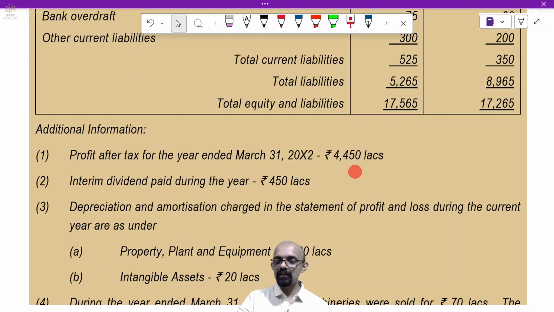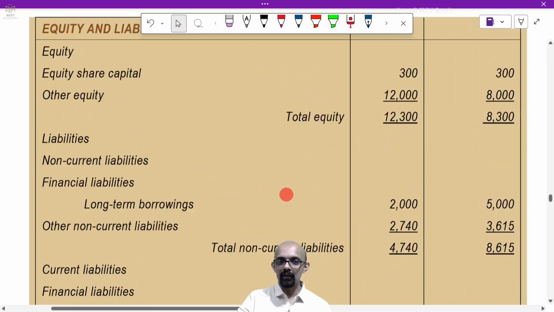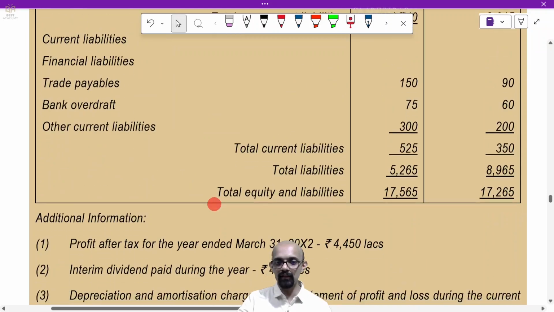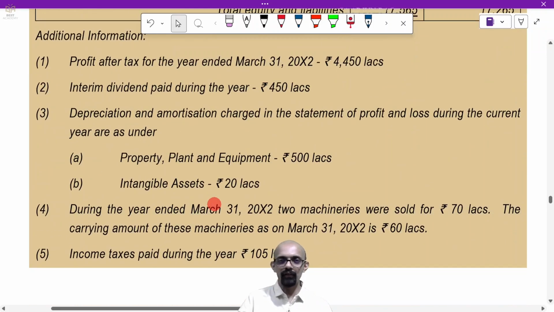So in the balance sheet, the increase is 4,000. They say profit after tax is 4450. Interim dividend is 450. So the net increase, if you get here 4450 minus 450, that is 4,000. So that gives you confidence that everything that's there in the movement in the balance sheet, that is from 8 to 12, is accounted for. Otherwise, there may be some hidden items which you may have to adjust, right? So the rest is all just usual adjustments.